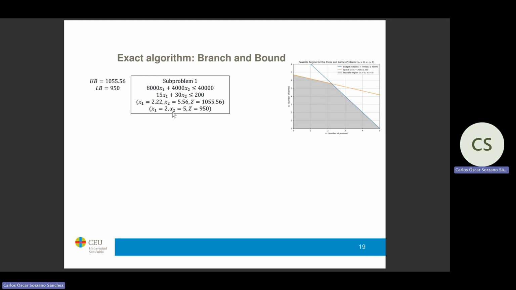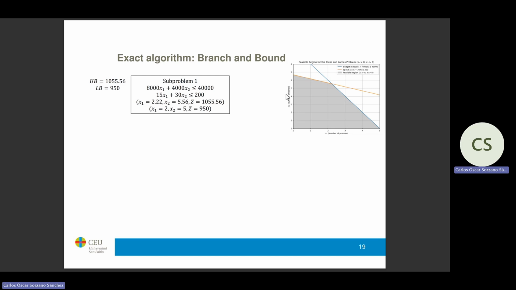Then you can, for instance, round down both solutions. And why round down? Because if I round to the nearest integer, the nearest integer is 2 and 6, but 2 and 6 is here, it is not feasible. So the nearest integer solution that is feasible is this one, 2 and 5. And I evaluate the function again.